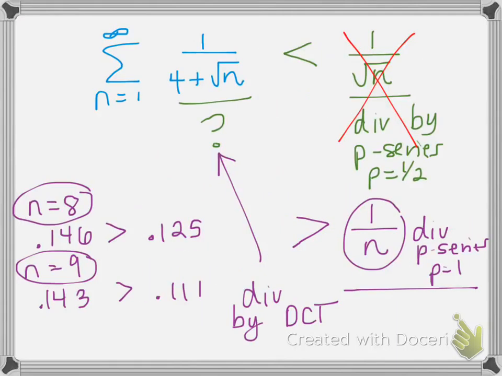Let me go back here and see what number we're on. This was number 3, so we're on number 4. Okay, let's say that I have this one.